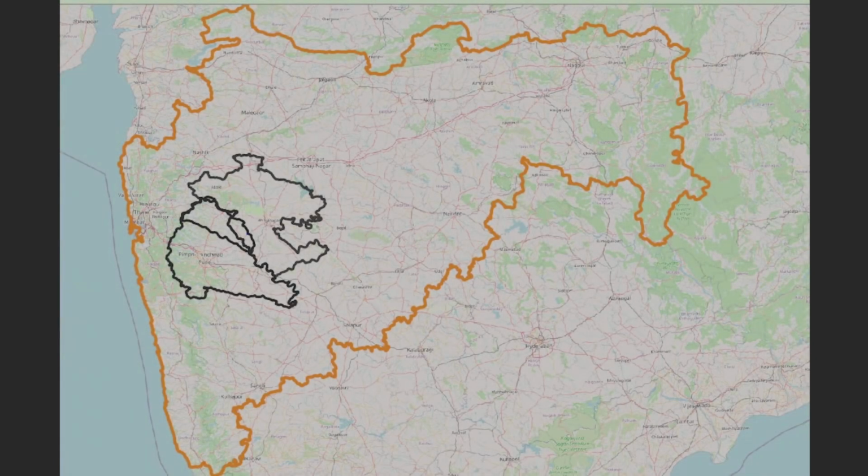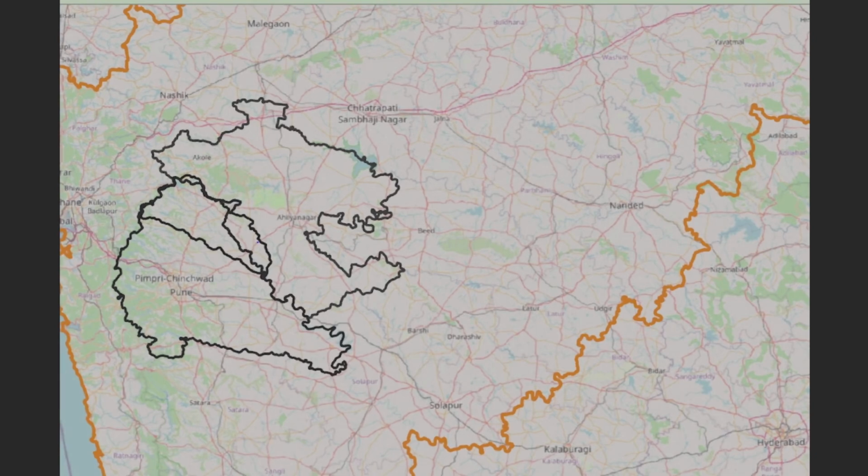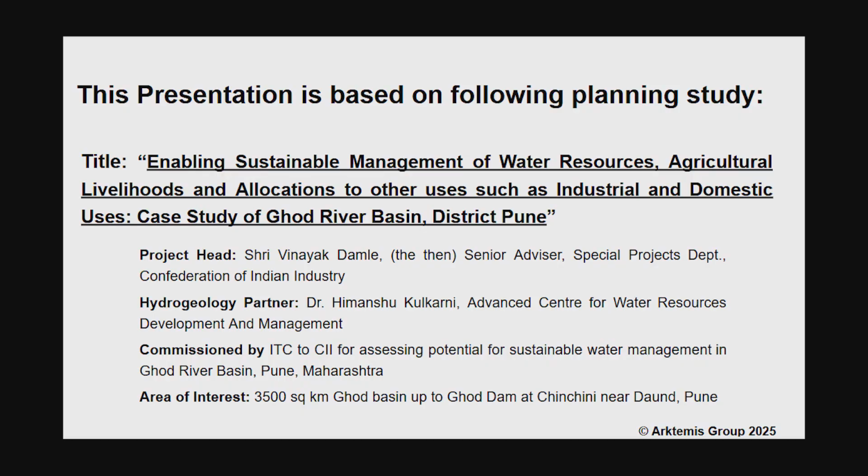Welcome to the lecture demonstration by the Arktemis Group, where our approach to managing water and land resources in water-scarce, rain-fed regions is shared. This video is based on a study led by Sri Vinayak Damle and Dr. Himanshu Kulkarni, focusing on sustainable water and agricultural management in the 3,500 square kilometers Ghod River Basin in Pune, Maharashtra.